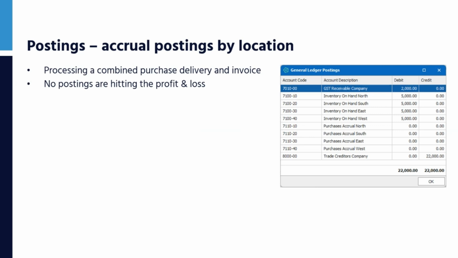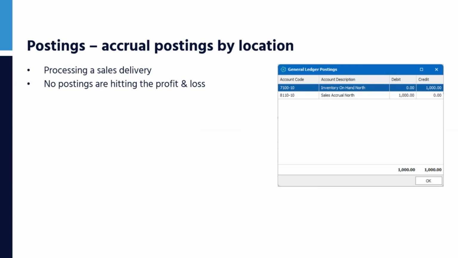And now we're just going to have a look at the difference in the postings as well. So this is basically processing a purchase, delivery, and invoice in one. I've just gone straight to the invoice and done the delivery. I'm purchasing inventory into my system for all 4 locations that I have. So you'll see there's a lot of accounts getting hit there, but none of those are profit and loss accounts. I'm just going to run through a sequence of transactions using the accrual postings and then compare them to the periodic. So again, the key takeaway here is that nothing's happening at the profit and loss level.